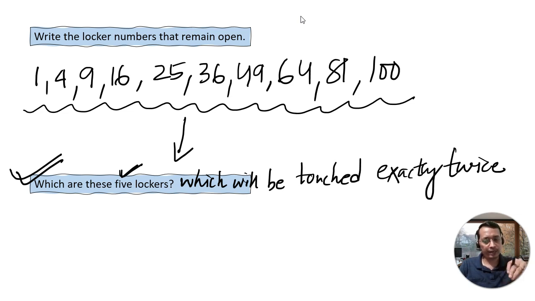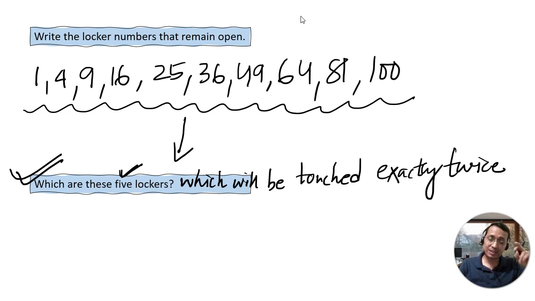Obviously, till now we know that a locker will be touched as many times as the number of factors that locker number has, right? That we understood. So which locker will be touched only twice? That means which locker will have only 2 factors? Can you relate it to some concept? Which numbers have only 2 factors? Prime numbers have only 2 factors, right?